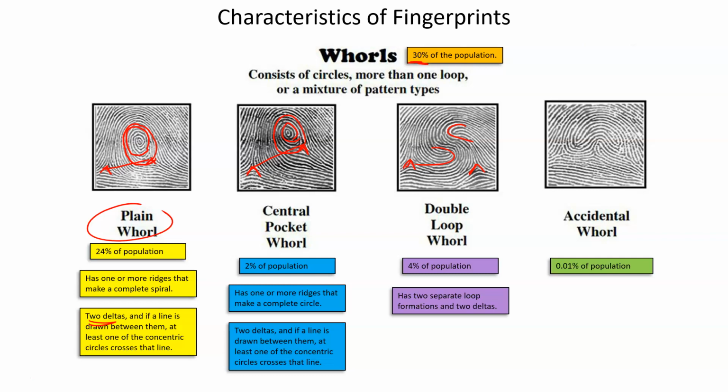Accidental whorl is by far the most rare of all of the whorls and probably all of the fingerprints in general. This is 0.1% of the population, and when you look at it, it has two or more deltas and a combination of two or more other patterns other than the plain arch. So there's a delta, there's a delta, there's a delta, and you'll see some loop-like fingerprints. You also see some arch fingerprints, so it's a combination of all of them. We call it an accidental whorl, and it definitely makes up a very small percentage of the population.